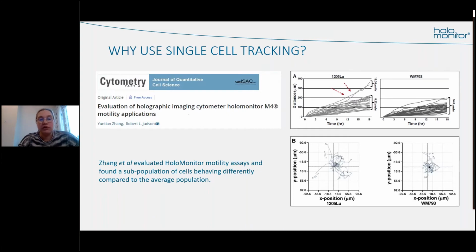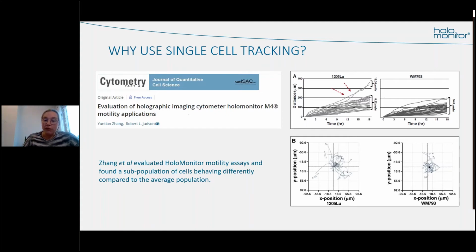We touched upon this topic of studying cell heterogeneity in subpopulations earlier, and here I just want to show you an example from a publication where the authors used tracking to get information about subpopulations, which then can be specifically useful when studying, for example, drug effect and resistance. In this publication, Zhang et al. evaluated the HoloMonitor motility assay, and with the help of single cell tracking found a subpopulation of cells that behave differently compared to the average cell populations.